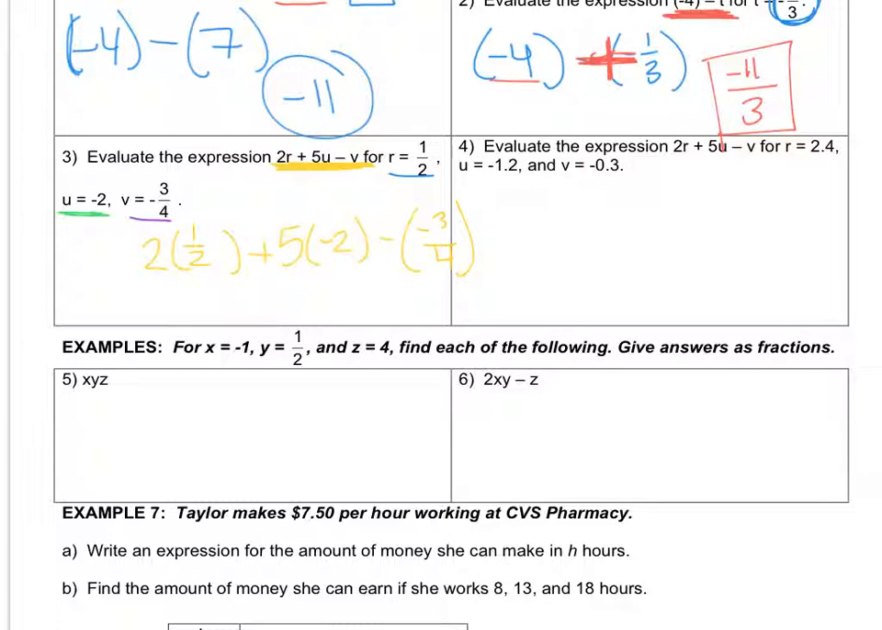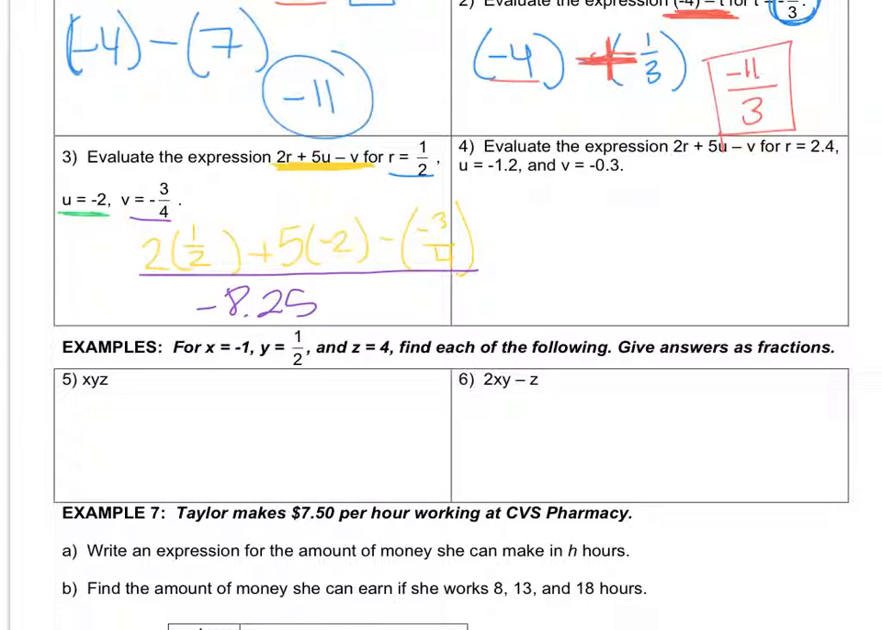If you would like, you can type that into your calculator as you see it. Be careful with your minus sign and a negative sign. They are different. So if you type that into your calculator, you have 2 parentheses 1/2 plus 5 times -2 minus a -3/4. You're going to get the value of -8.25.